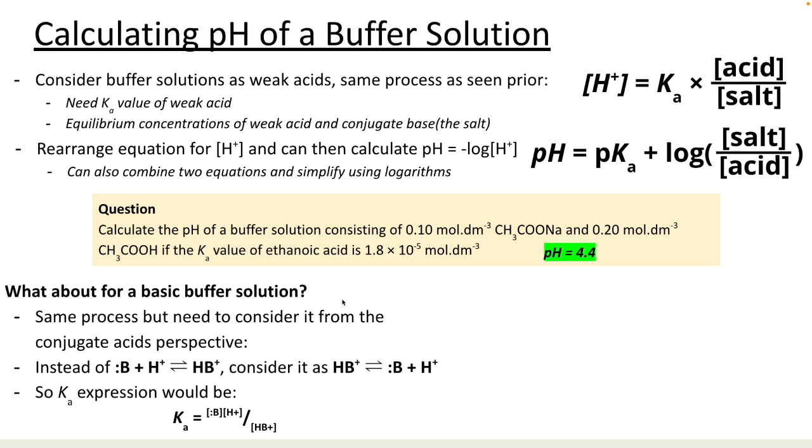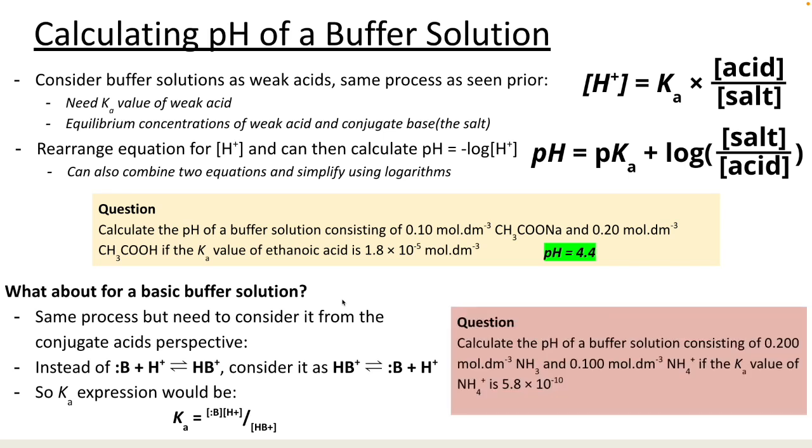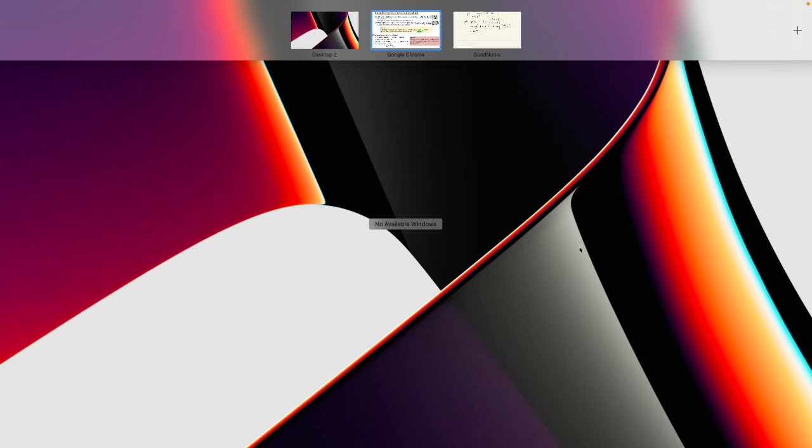So look, here's one if you want to have a go at applying that and see what you come up with. Calculate the pH of a buffer solution consisting of 0.2 mole per decimeter cubed ammonia and 0.1 mole per decimeter cubed ammonium, if the Ka value of ammonium is that. And we'll go through that answer over here as well.